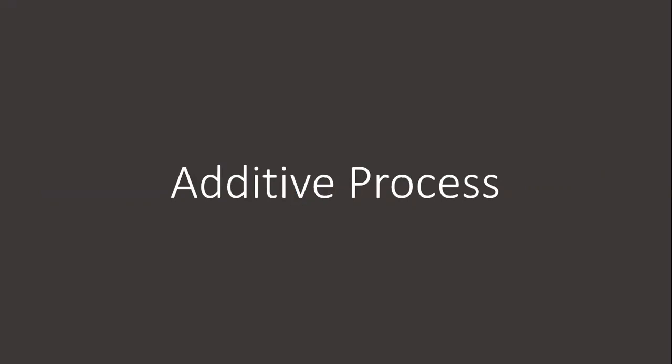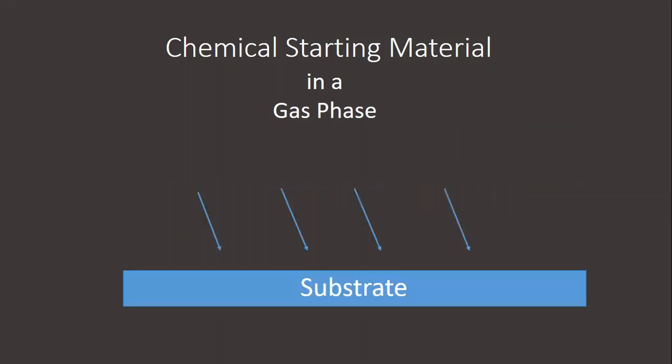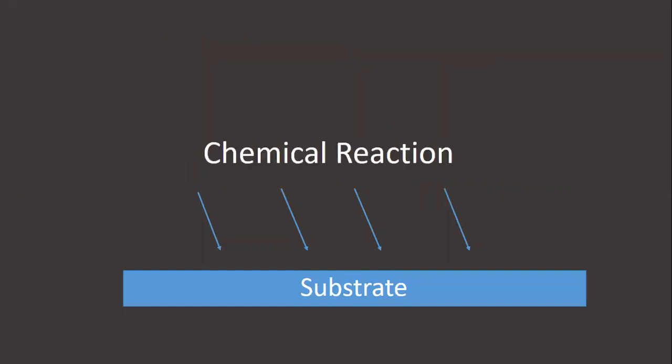So thin film deposition is an additive process, meaning we're starting with basically nothing, and we're building up layer by layer to get what we want. So this usually starts in the gas phase. The chemical precursor containing the material that we want to deposit is sent towards our substrate as a gas. And then we initiate a chemical reaction with this precursor. This can be an increased temperature, decreased temperature, the introduction of another chemical. It can be any number of things. But the point is, we get a chemical reaction, and the material that we want is deposited on our substrate.